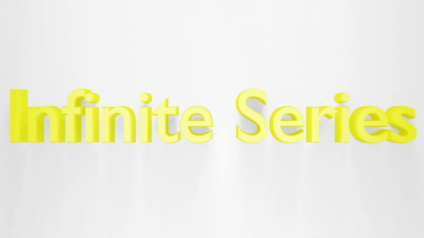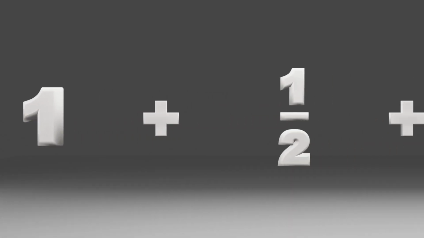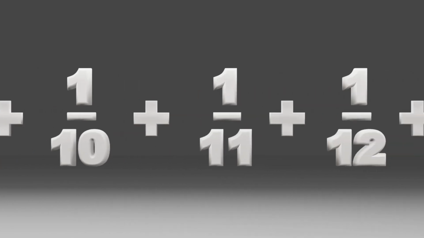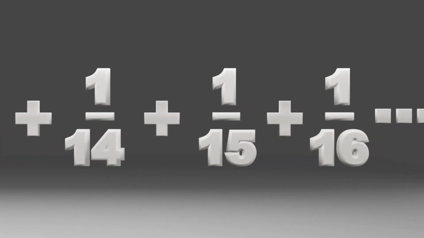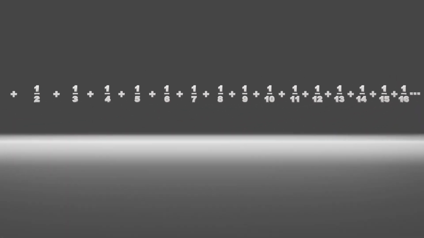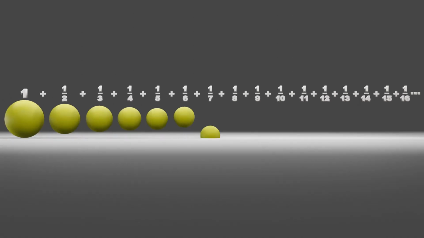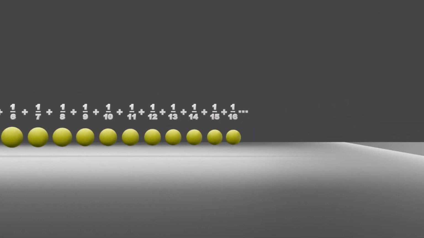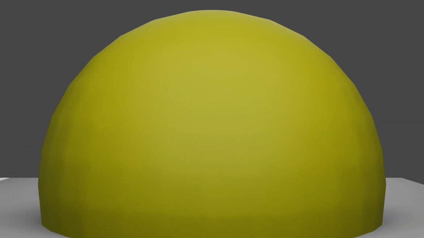Another application can be seen in infinite series like the harmonic series. The harmonic series is an infinite sum of the reciprocals of natural numbers, as seen here. We can represent each fraction as a volume of a sphere to get a visual understanding of what this means. This series is known as a divergent series, as it will continually increase without any upper bound.